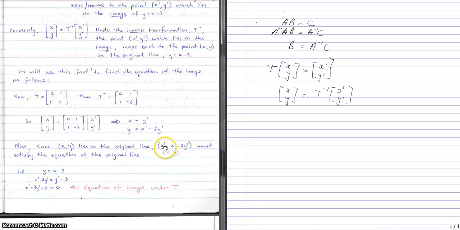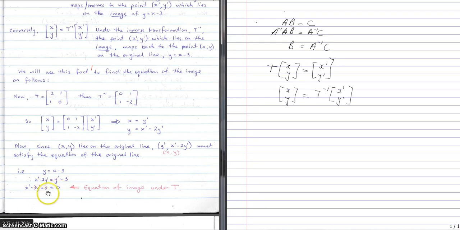So what we do is we replace our x and y in the original equation with these two expressions. So y becomes x' minus 2y', and x becomes y'. We've just substituted those in here. And thus our equation of the image, by rearranging, becomes x' minus 3y', because we've got minus 2y' minus another 1y', minus 3y' plus 3 equals 0.